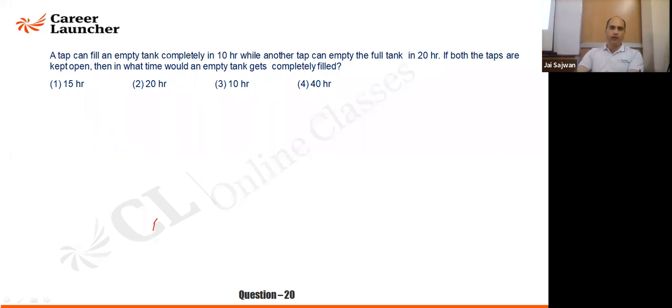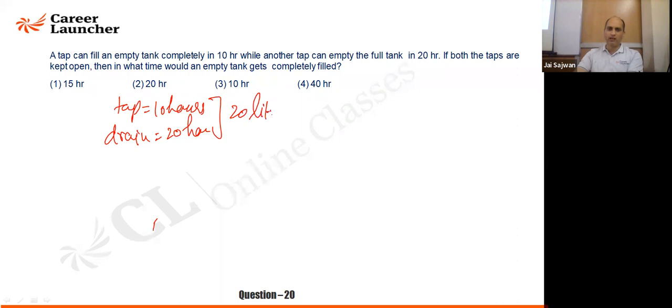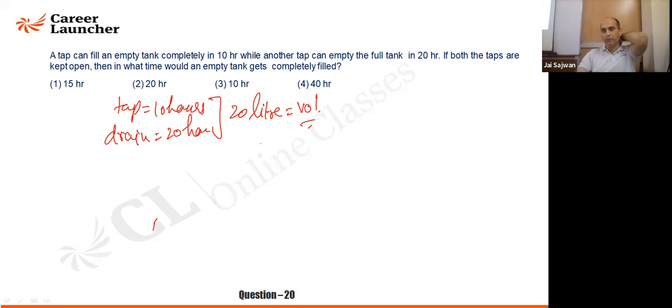A tap can fill an empty tank in 10 hours. So a tap takes 10 hours to fill a tank. Another is a drain pipe, an outlet pipe, that can empty it in 20 hours. So take the LCM of this. Can I consider the volume of this tank to be 20 liters? So easy. Take a value which is a multiple of both of them. If both the taps are kept open, then what time would the empty tank get completely filled?